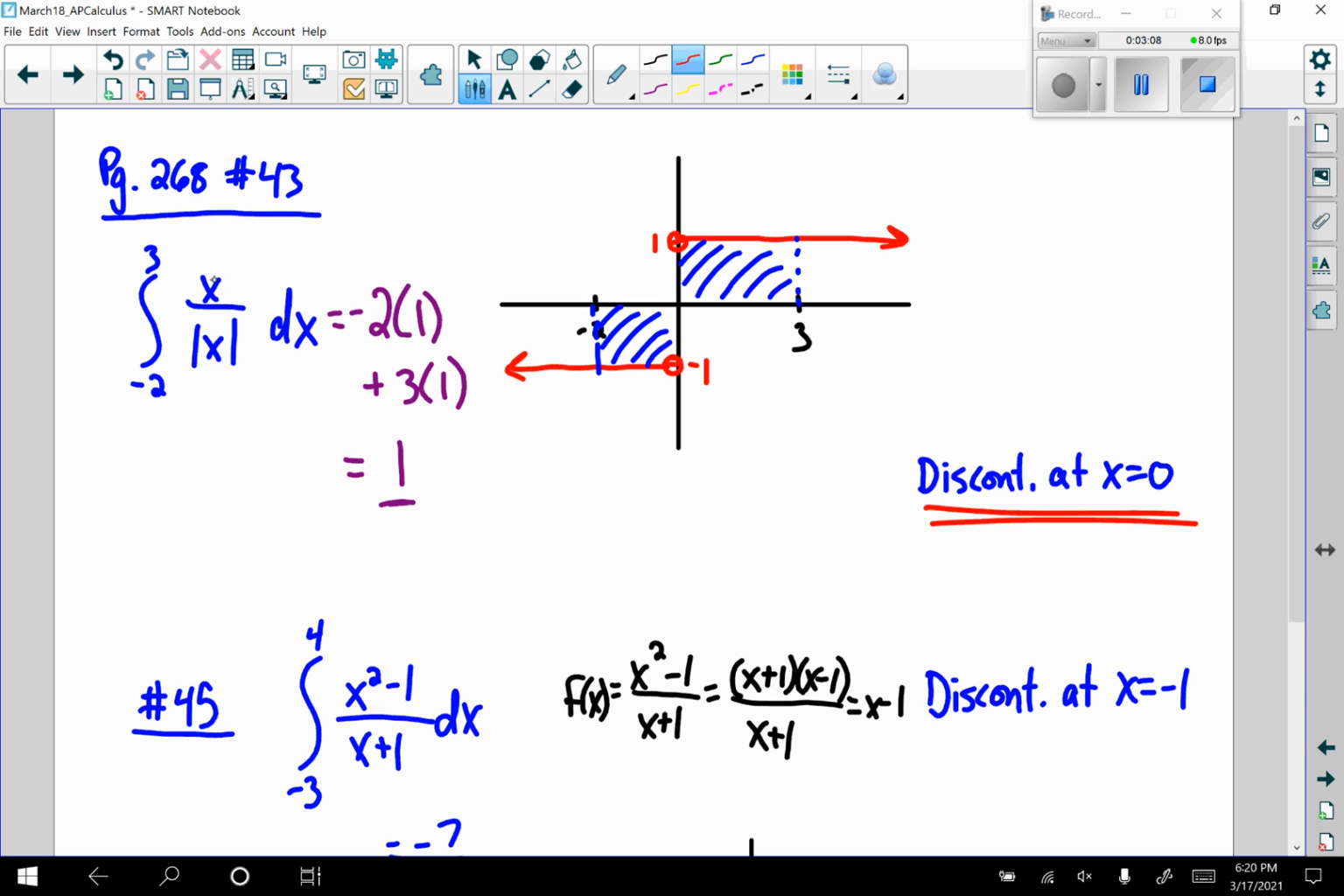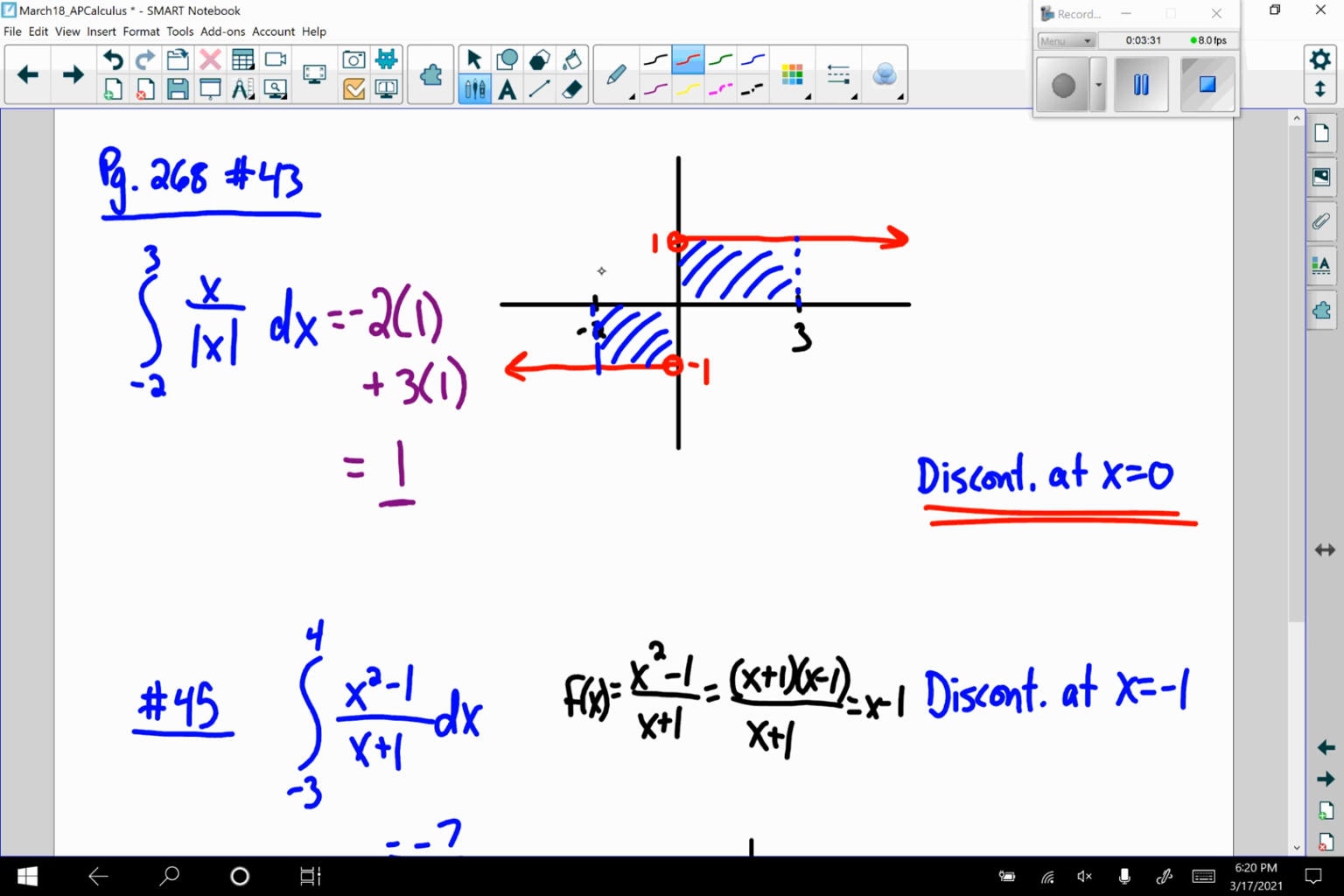Now to get the graph of this, for any positive x value, I would just have x over itself. So that would just always come out to be a 1. So that's this top part. Again, it's discontinuous at x equals 0, so I have open endpoints here. And then when x is negative, I'll still get a positive value because it's the absolute value, so I'll have a negative 1. So this is what the graph will look like.